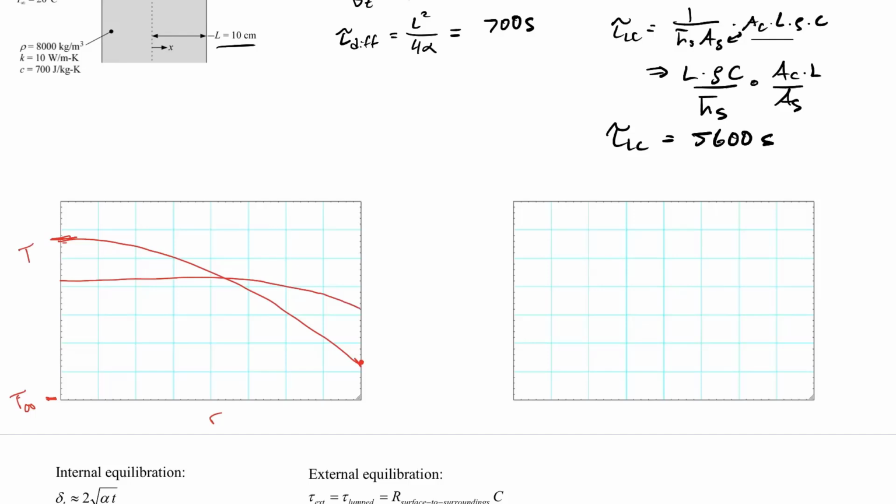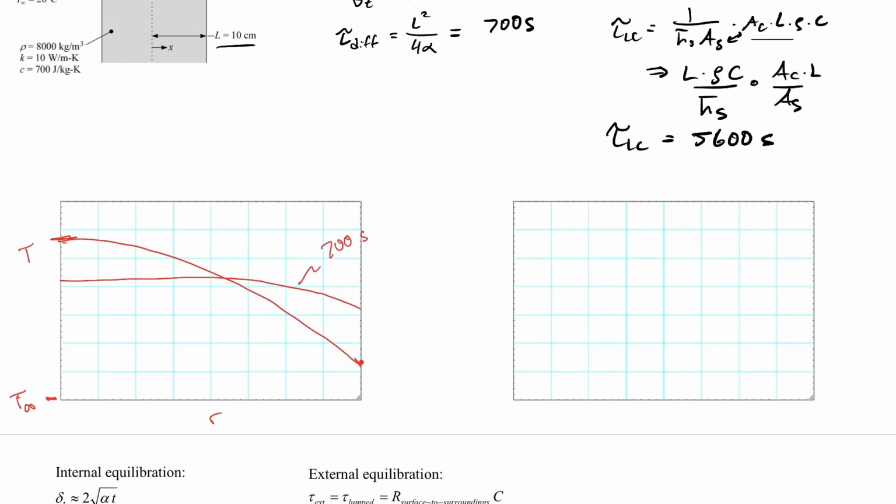Okay. So why did I draw it up here and not down here? Because it's taking a while for it to actually come to equilibrium with the surroundings. Internally, it's equilibrating much faster. So right away, you see at 700 seconds, you start to see it equilibrate.